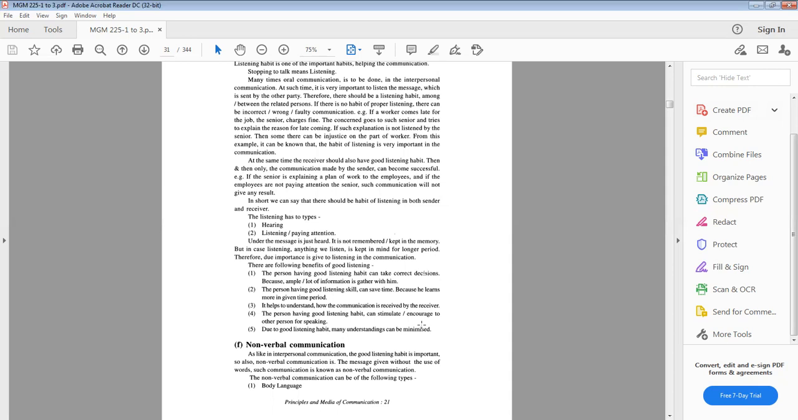Now we will see the types of non-verbal communication. Body language: even communication can take place through body movements. Body language can be used to support the main communication. Sometimes it can also be used to give the main message. Sometimes words become less effective, or they fall short, or it becomes difficult to make use of words, and non-verbal communication is used under such circumstances.